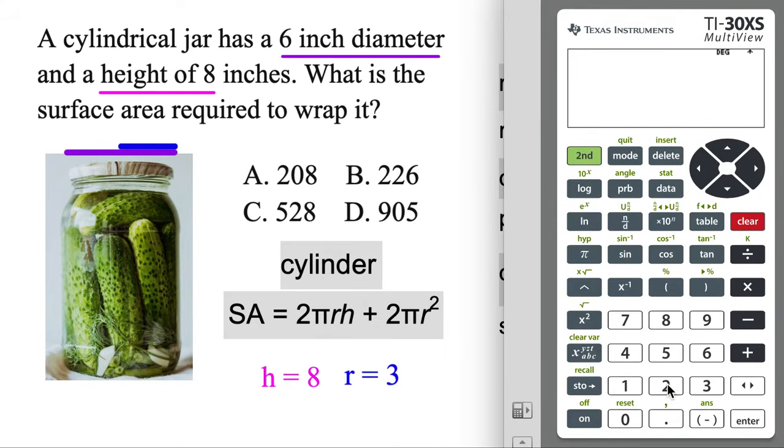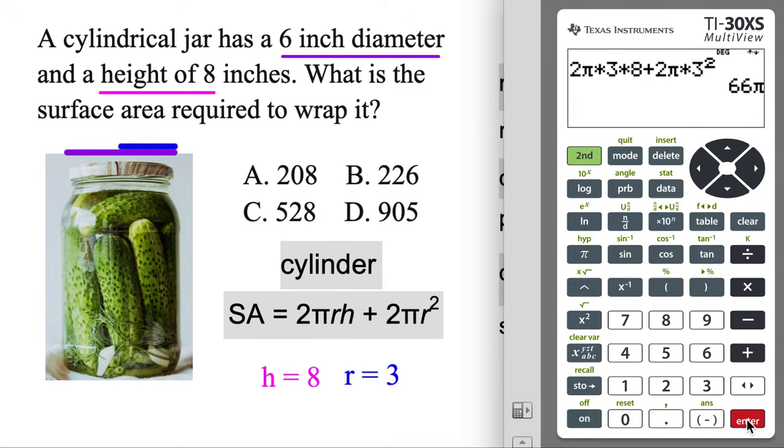So let's type it in, 2. The pi is on the left side there. And then they're all next to each other, so you're going to use multiplication here. Times the radius, which is 3, times the height, 8. Keep going, plus 2, times pi again, times the radius of 3. But this time it's squared, so we'll use that x squared button right there.